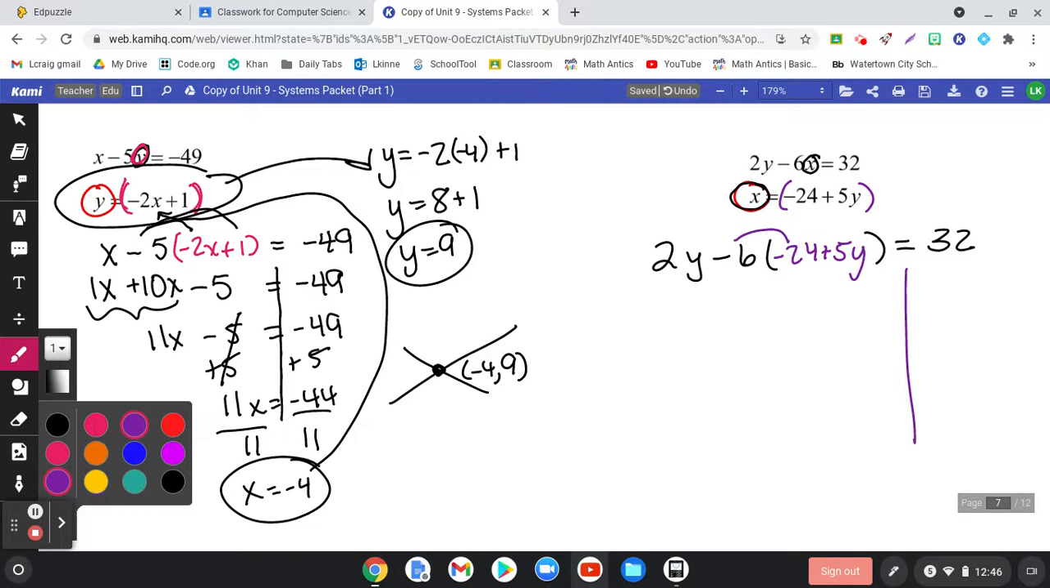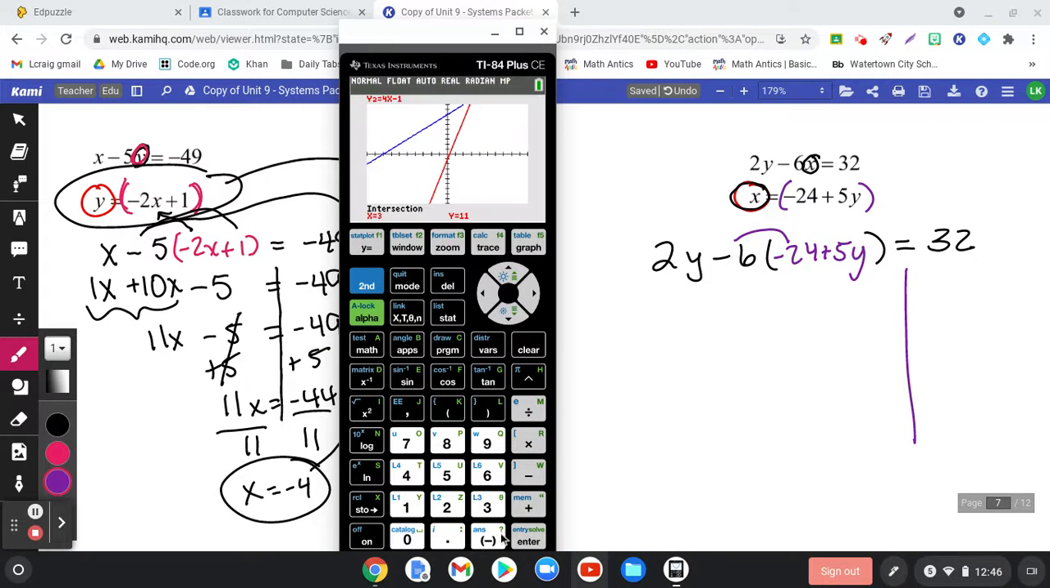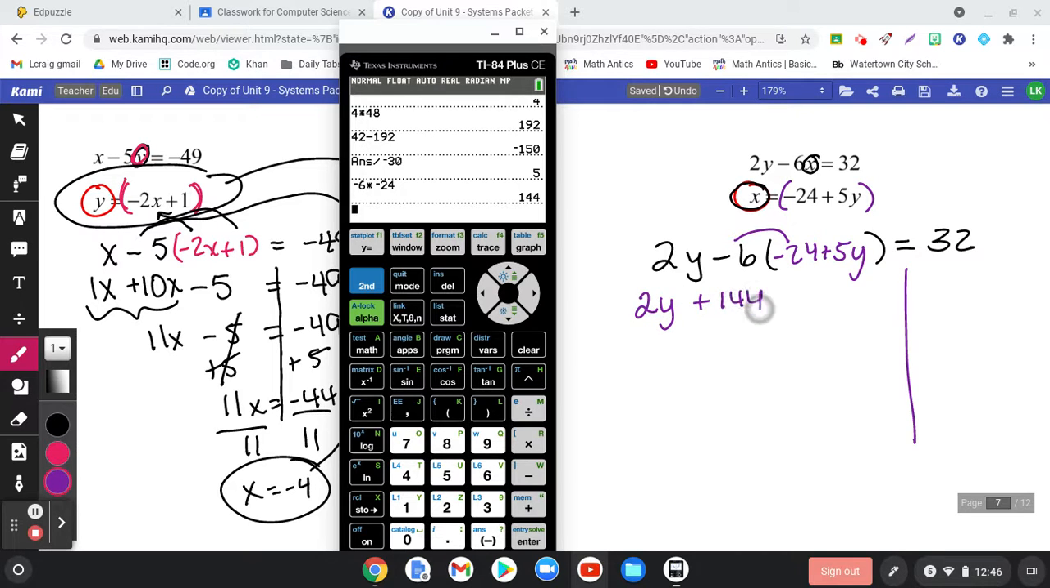Don't forget to distribute first. If you're not sure about that number, use your calculator. That's what it's there for. Negative 6 times negative 24, 144. So we have 2y plus 144. Negative 6 times 5 is negative 30y equals 32.